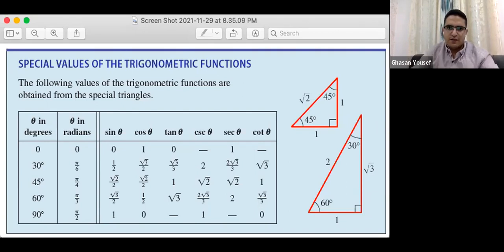Okay? Any question for this table? So you have to memorize all these angles. You have to memorize the sine, cosine, and tan. These are the important things for all angles. And from these, you can derive the cosecant, the secant, and the cotan. Any question before we move back to the whiteboard?